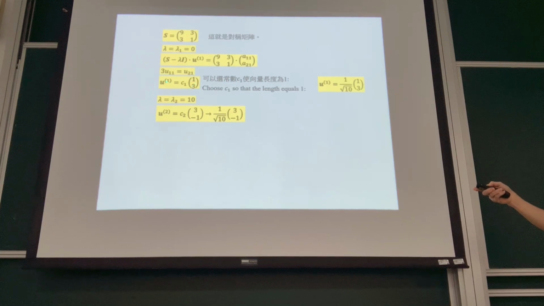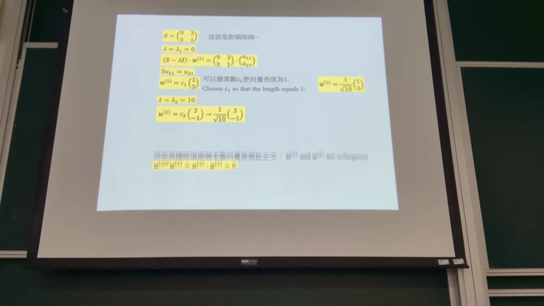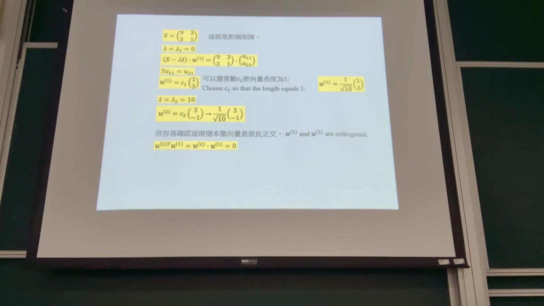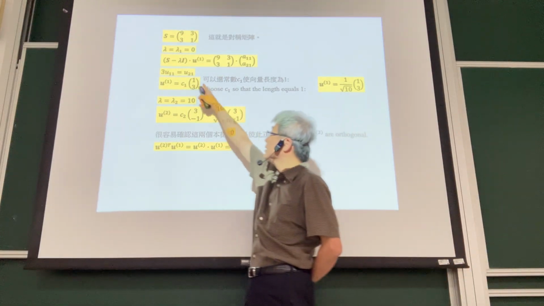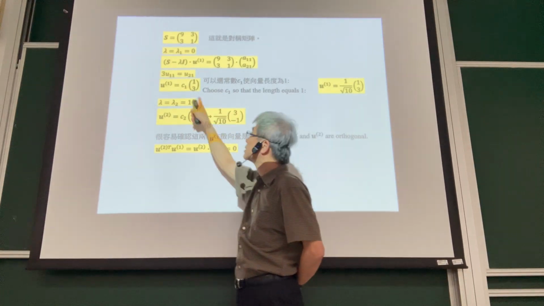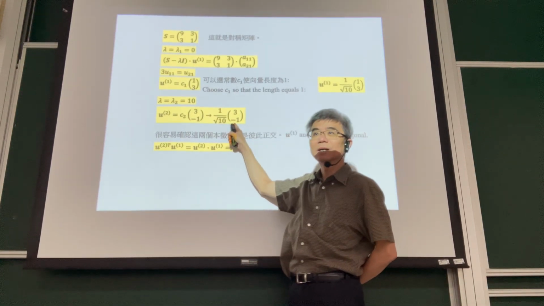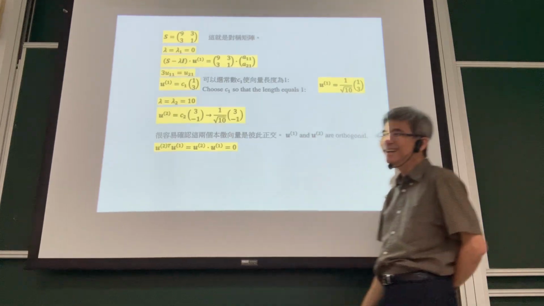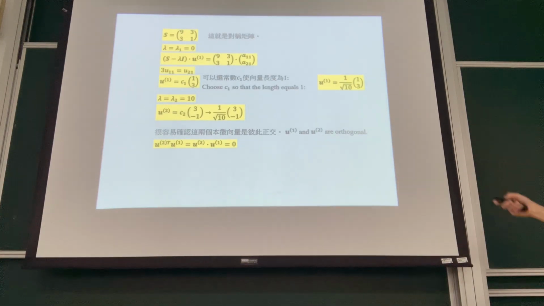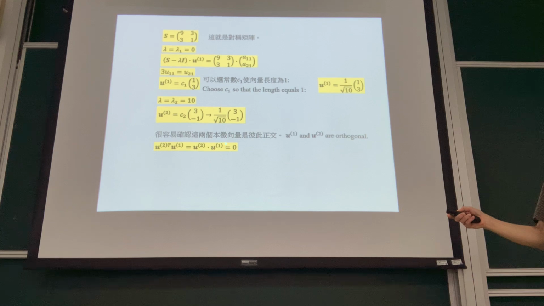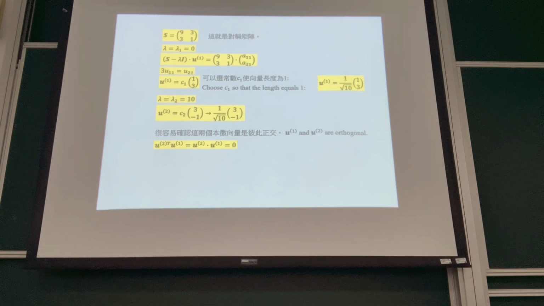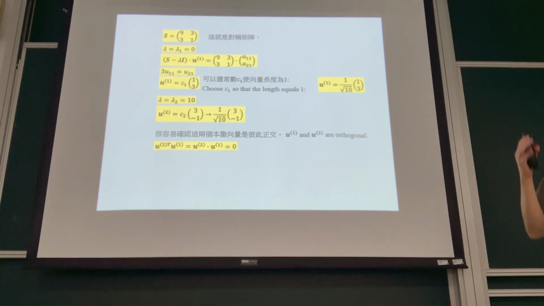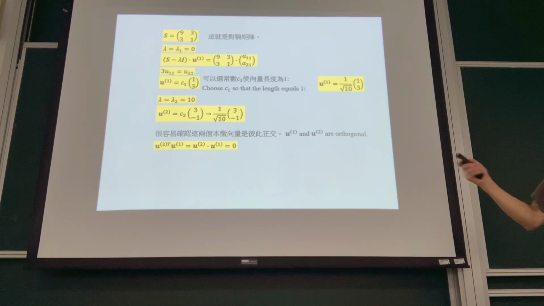The point is, if you multiply U1 and U2, taking the inner product, it is easy to show they are perpendicular to each other. 1 times 3 plus 3 minus 1 equals 0. So we will say that the two eigenvectors are orthogonal. It's a property of symmetric matrices.